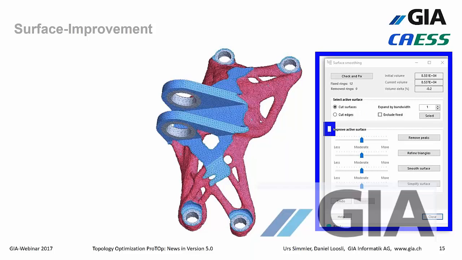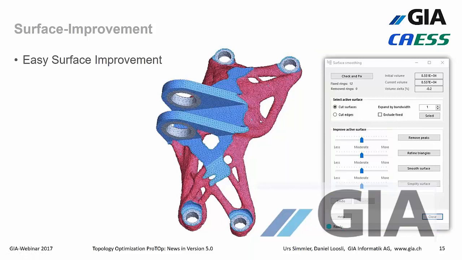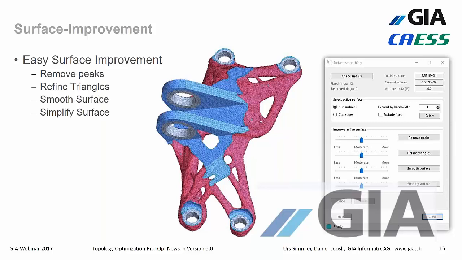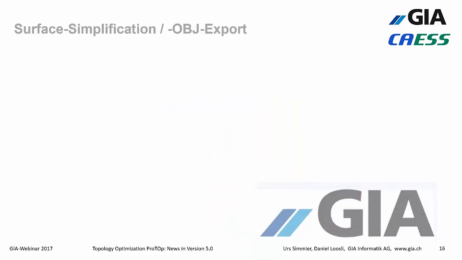You get these sliders here, and with the help of the slider it's really very easy to smooth the surfaces, maybe in order to write out an STL file and use that STL file directly in your 3D printing process. So we can remove peaks, refine triangles, smooth surfaces, and simplify those surfaces.